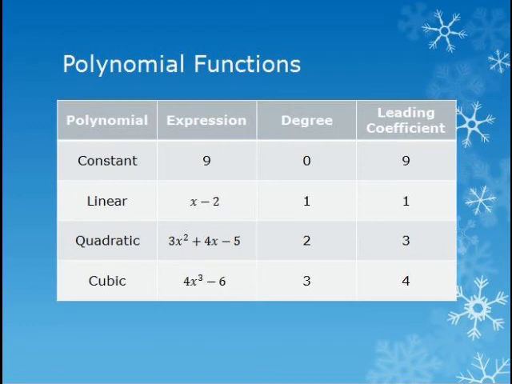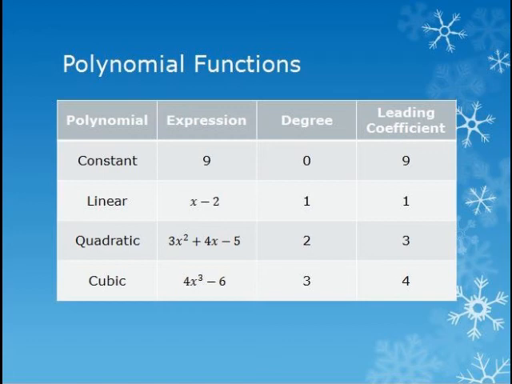So looking at these values here in this table, a constant function has no variables. So the expression is just 9. That's what we're looking at, the number 9. It's of degree 0 because there are no variables. There's no x values there. The leading coefficient then would just be 9, because technically you could have 9x to the 0 power, and it's 9. So if it's a constant, it is the leading coefficient. A linear is one of degree 1. So that's x to the first, or just x. The degree of that is 1, and the leading coefficient is the number in front of x, which is also 1, because there's nothing there.